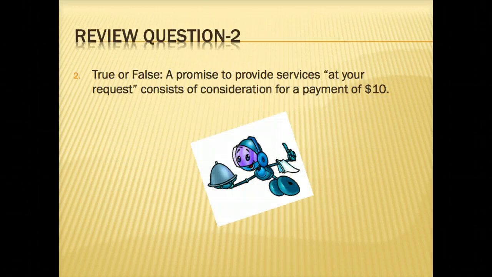So, true or false, a promise to provide services at your request consists of consideration for a payment of $10. So the picture here that I have on this slide is of a robot that's providing a service, right? It's holding a serving tray covered and has a towel on its arm, so it's providing a service. True or false? Is a promise to provide services at your request consideration for a payment of $10? Is that true or not? Pause.